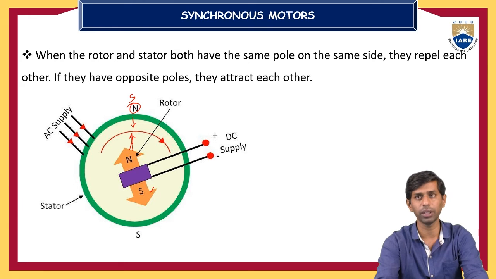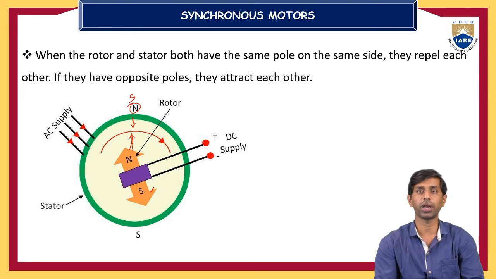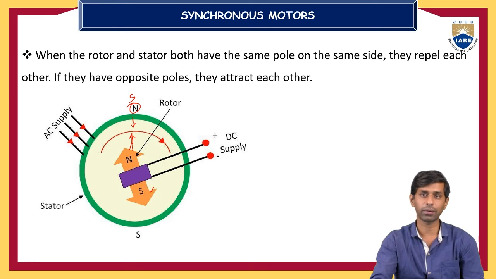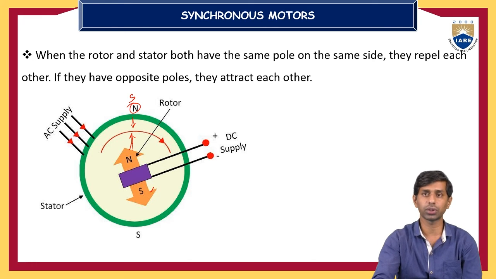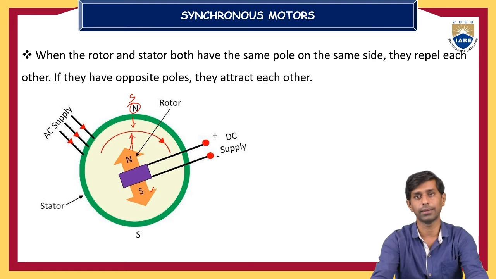But this will happen within a very small fraction of time. The rotor will experience anti-clockwise direction torque, that is anti-clockwise direction forces, as well as clockwise direction forces within a very small fraction of time. The rotor is subjected to both forces, the attraction forces as well as the repulsion forces, within a fraction of a second. So these two forces equal each other.